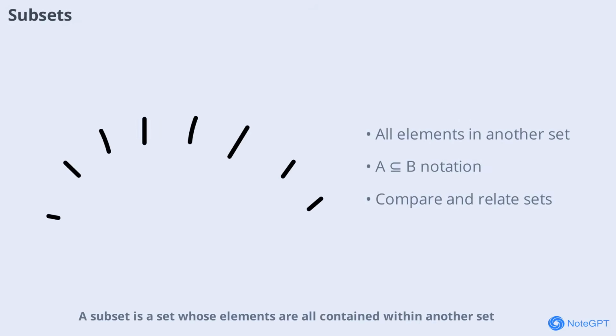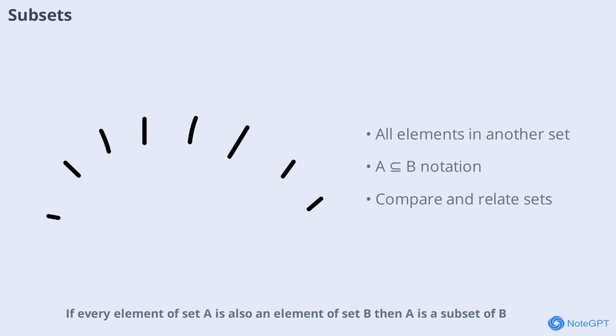A subset is a set whose elements are all contained within another set. If every element of set A is also an element of set B, then A is a subset of B, written as A ⊆ B. For example, if B = {1, 2, 3, 4} and A = {2, 3}, then A is a subset of B. Subsets are important because they help us compare and relate different sets in mathematics.